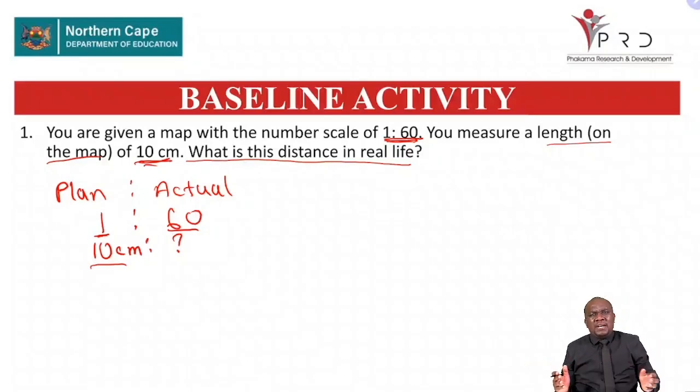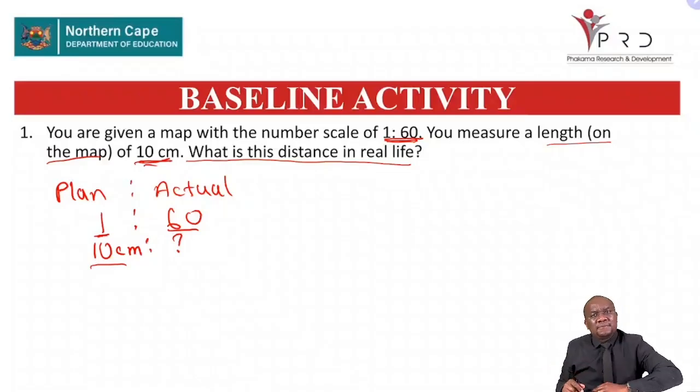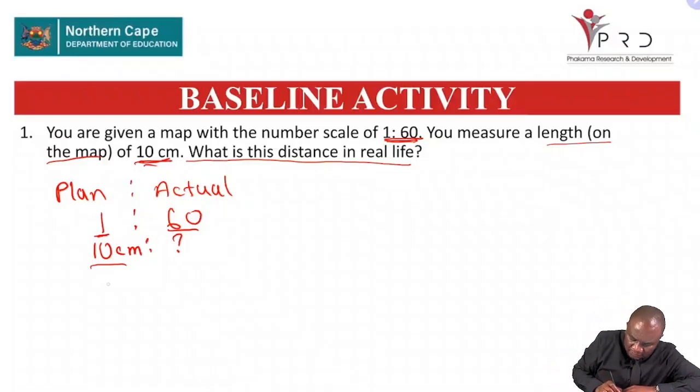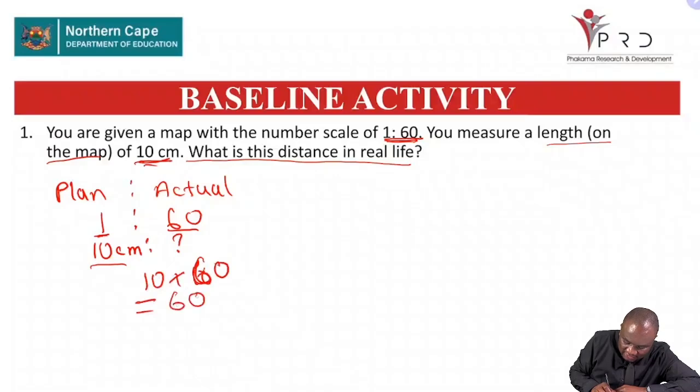Just like, let's think about money. Let's say you're buying something, let's say, sweets. 1 sweet is 2 rand. So what about 10 sweets? How much will they cost you? You just say 2 times 10, isn't it? It's the same thing. Here we're saying 1 is to 60. So what about 10? 10 is going to be 10 times 60. Do you see that? 10 times 60, which is what? 10 centimeters, 10 times 60, we get 600 centimeters.